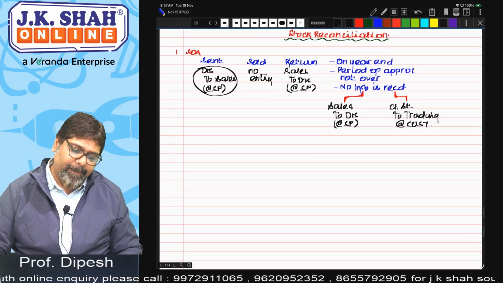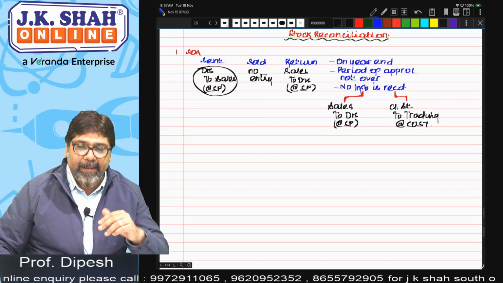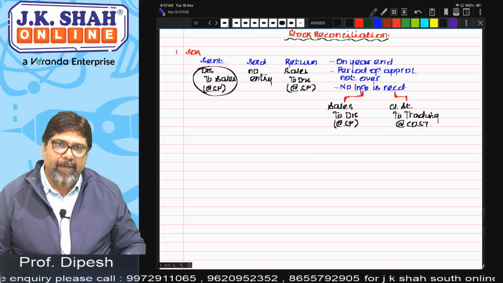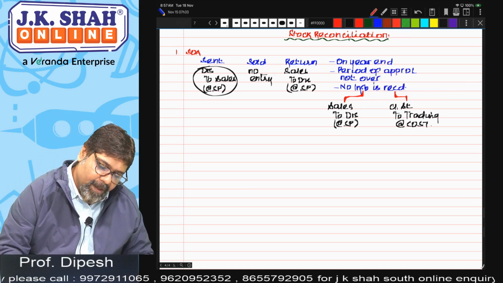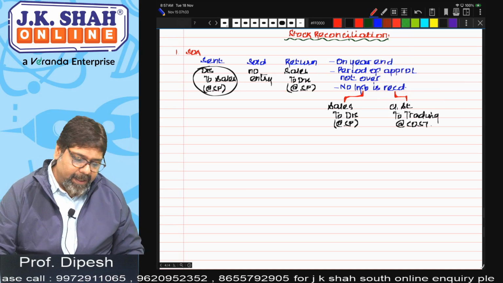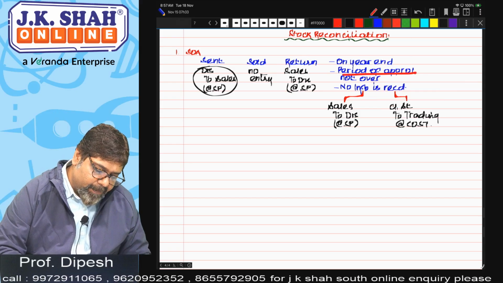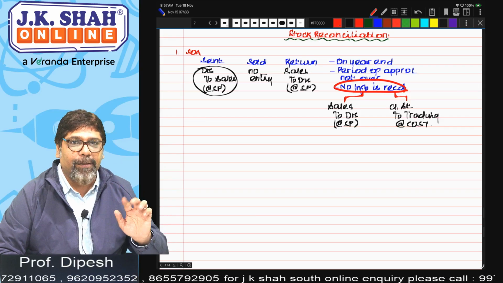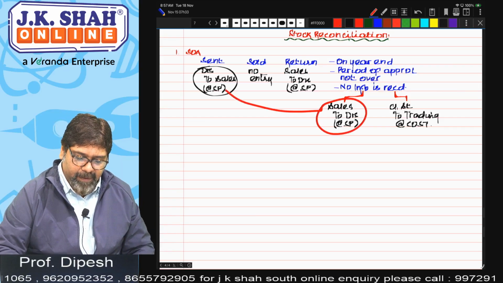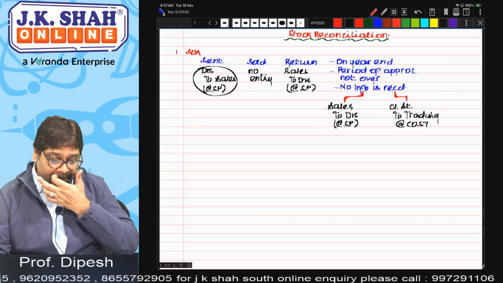Understood. Now, when the goods are sent, you pass the entry for sale. When the goods are sold, no entry because you had already passed the entry for sale. Return, pass the return entry. If year has ended, period of approval is not over and no information is received, then we assume the goods are not sold. Hence, we reverse the entry for sale and include it in our closing stock.